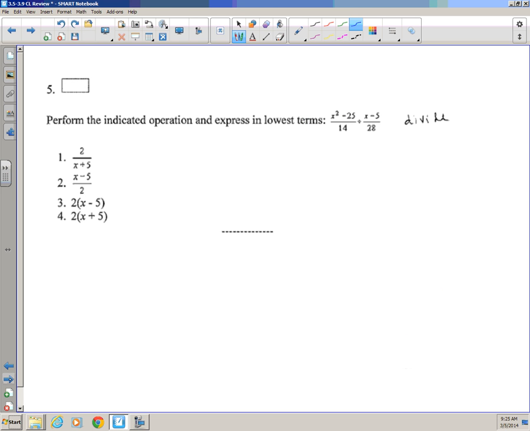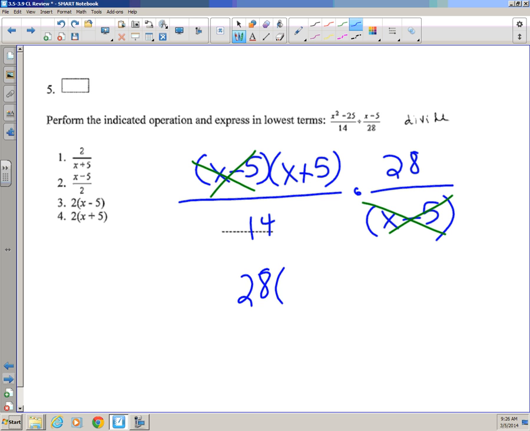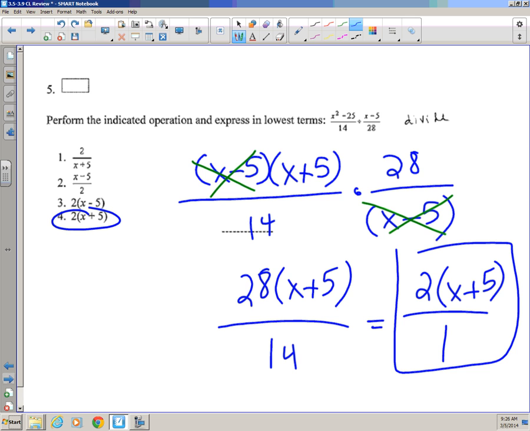Number 5, we're looking to divide. So I need to do keep, change, flip. I'm going to keep the top as is, but it can be factored by dots. The bottom I can't touch. I'm going to flip the second fraction, 28 over x minus 5. The x minus 5s go away. I end up with monomial, binomial, monomial. Well, the two monomials simplify, and what ends up coming out is 2, right? Because 28 divided by 14 is 2, so it's 2x plus 5 over 1. The 1 is not necessary. Final answer here, choice 4.